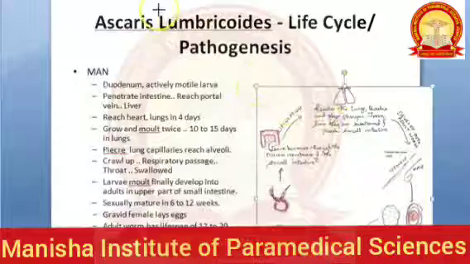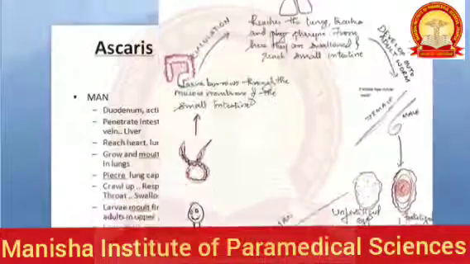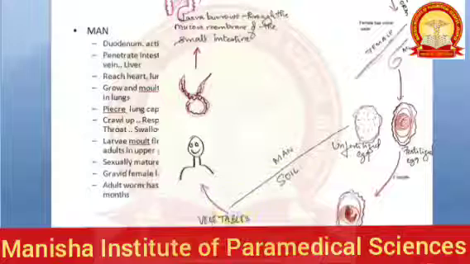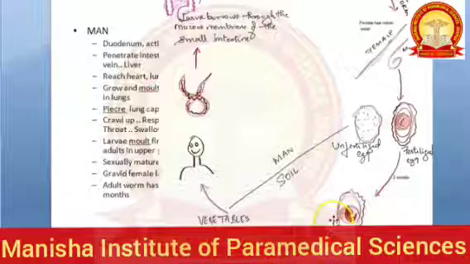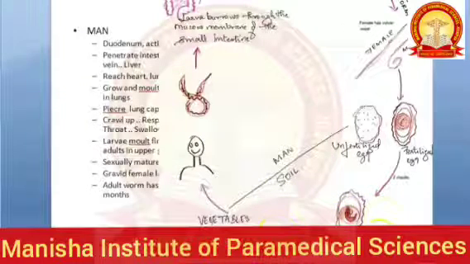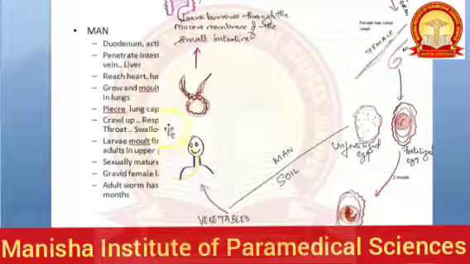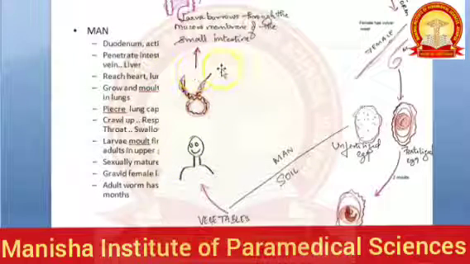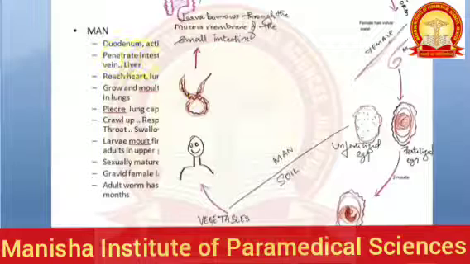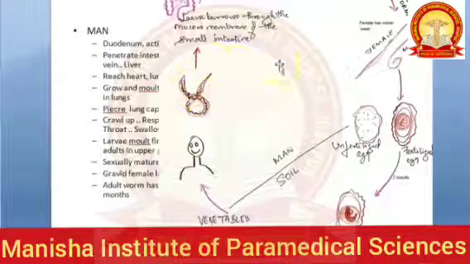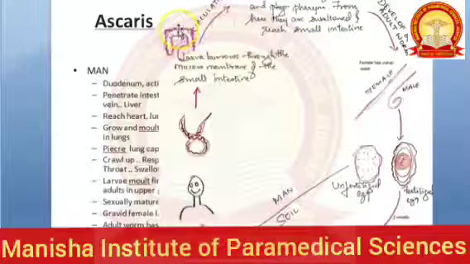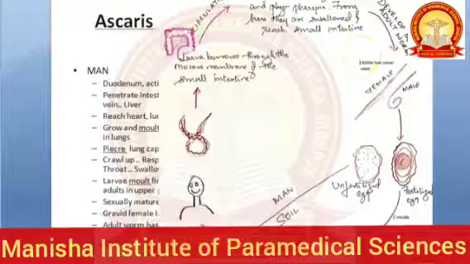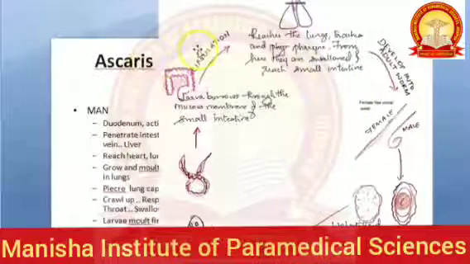Now look at this. This is the life cycle pathogenesis. So basically, let's start here. The man eats the vegetable which is contaminated with the rhabditiform larva. It goes to his duodenum. There the larva will come out, and it is a very actively motile larva. It will burrow into the duodenal mucosa, go to the blood, reach the portal vein, and through the portal vein reach the liver.